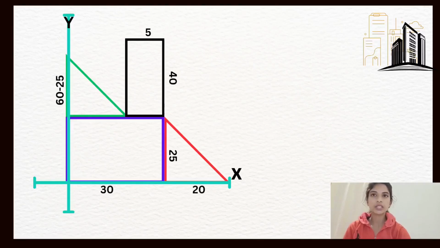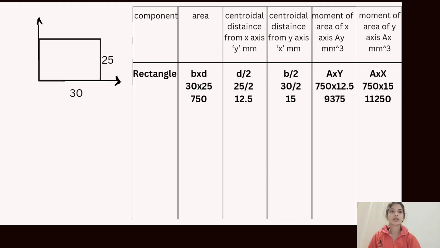Like, we just divided this figure into two triangles and two rectangles. Now let's calculate each of them with the use of the tabular column. The first component which I have taken is a rectangle, and the area for this component is b into d, which is breadth into depth, 30 into 25, 750.